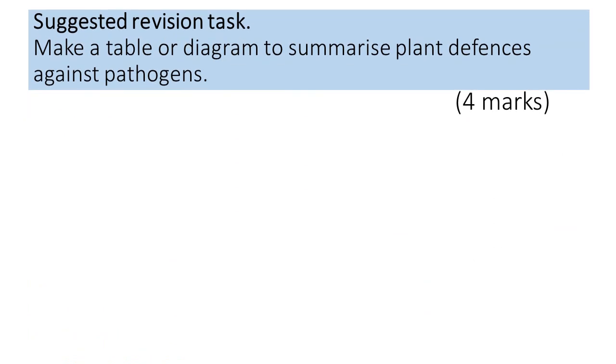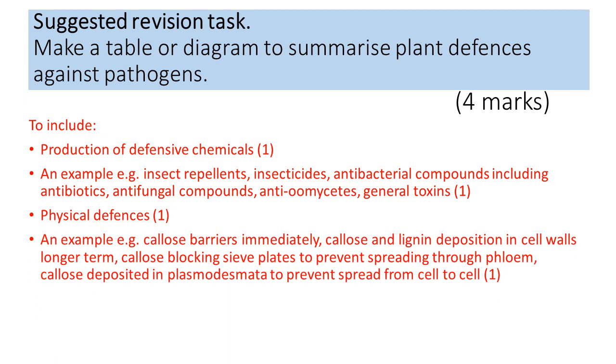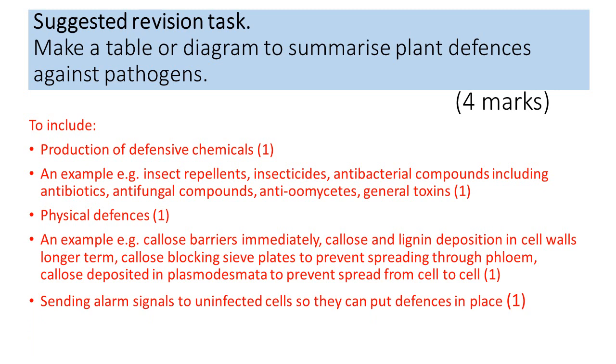Now, plant defences is a topic which there haven't been many questions on in the exam, so we haven't really been able to find many examples of this for you to practice on. I will have another look and see if I can find some for you. However, what I would suggest you do is a revision task such as making a table or a diagram to summarise the plant defences against pathogens, and we include in things like this the production of defensive chemicals, some examples, you can see the list we've got there, the physical defences and examples of that, such as callose and how that works, and also alerting nearby uninfected cells.